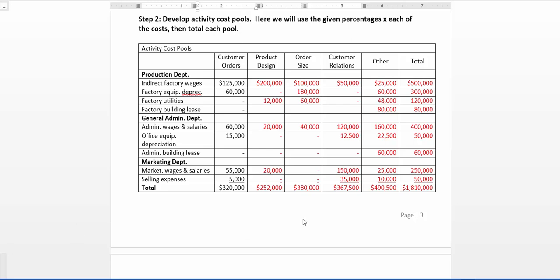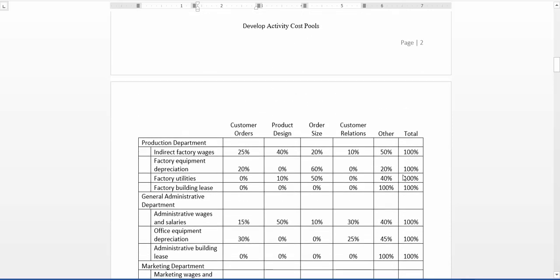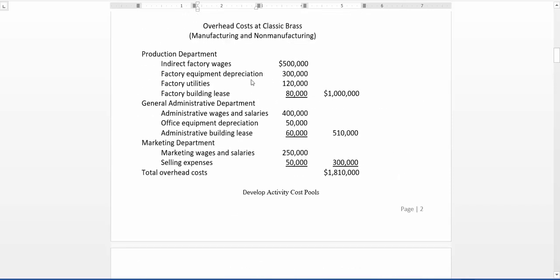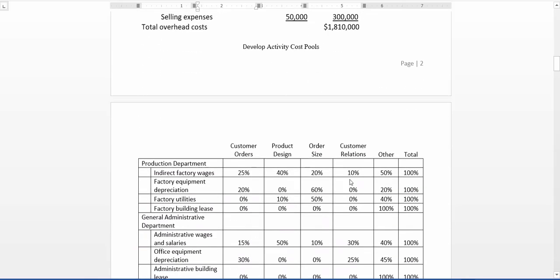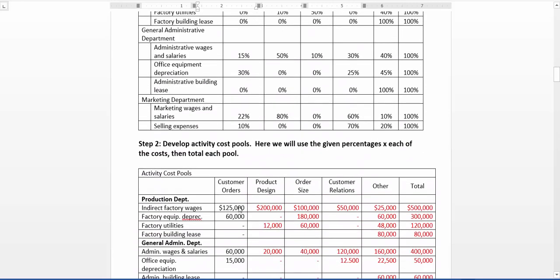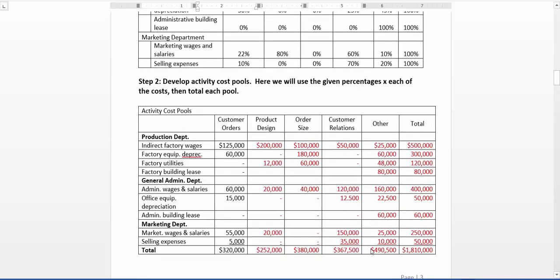Okay, notice when you're done that these totals are the numbers that are important to us. These are the totals for our cost pools here. And notice over here that these totals correspond to the original totals back here. So for example, we've allocated all of our indirect factory wages, all 500,000, to each of the categories, okay? Including the other, which remember from your other video, the other is items that cannot be allocated, all right? So those are going to be kept just the way they are.